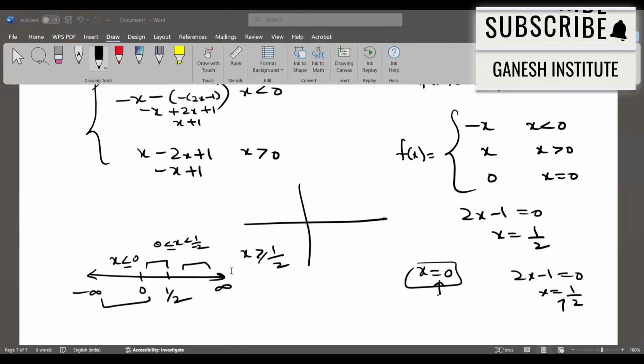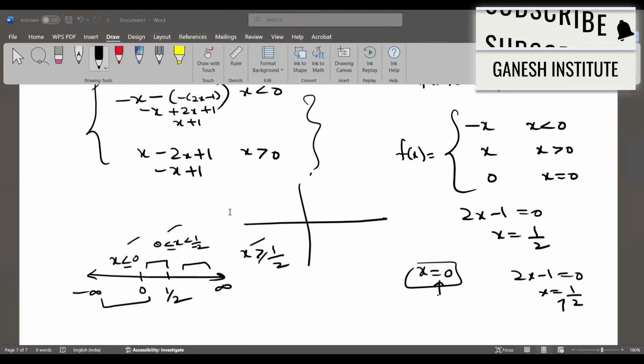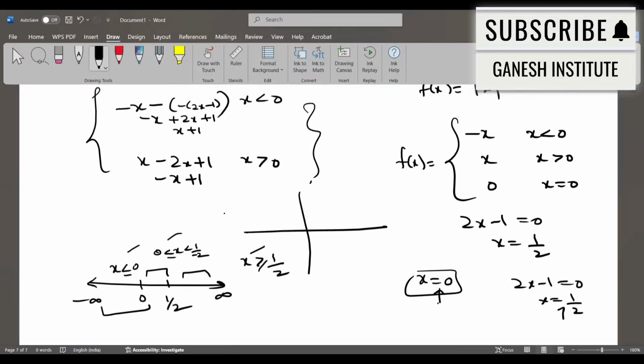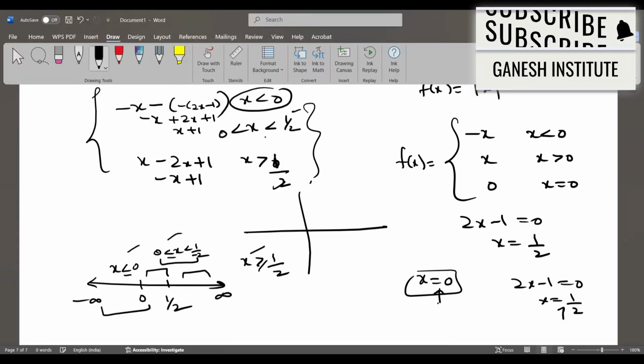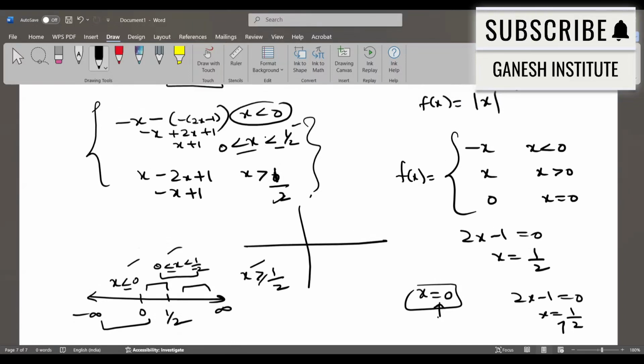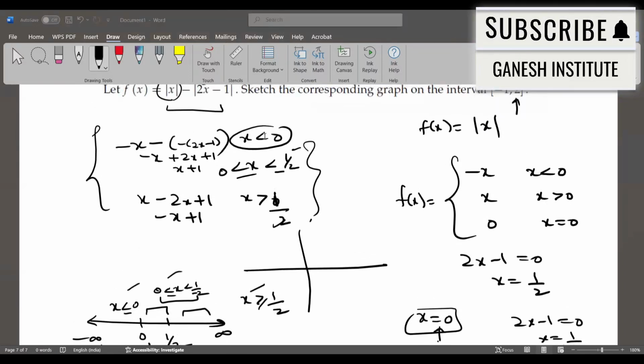So you will be having all these values in order to substitute here. It should be less than 0, then greater than 1 by 2, the last final piece of the function. And the middle one should be 0 to 1 by 2. Correct? So in the middle one, what should I get? The number 0 to 1 by 2.